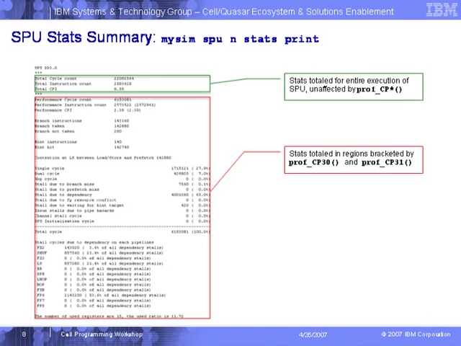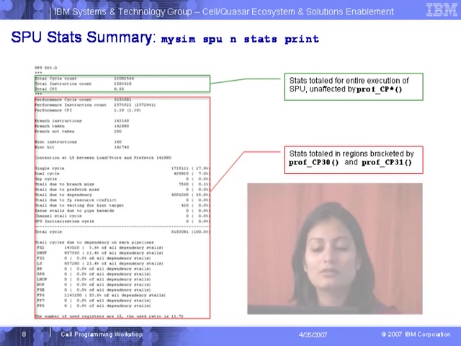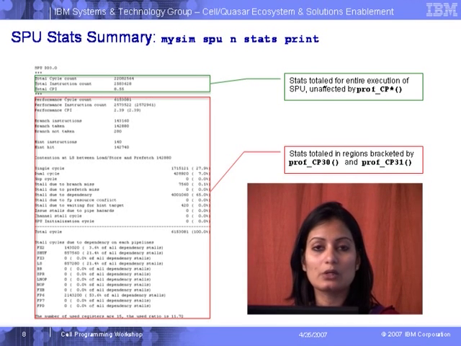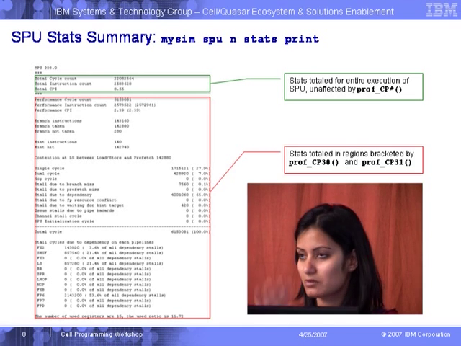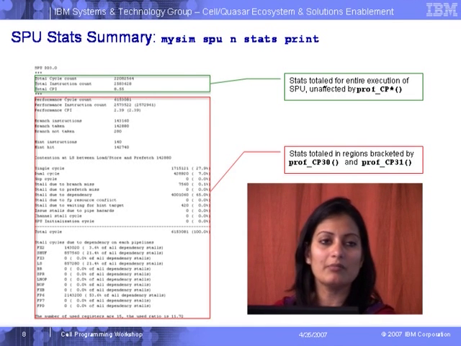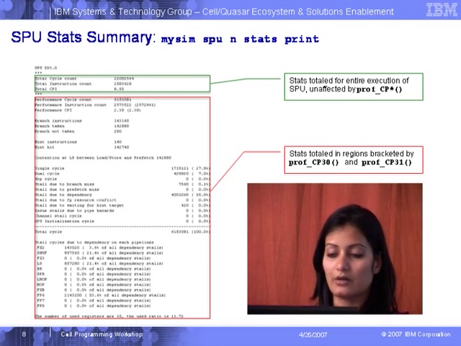Okay, so this is the full summary of the output, right? Now let's go deeper. The first section gives the total number of cycles and the complete instructions executed by a program, and then the cycle count per instruction. Usually it should be somewhere less than one. It's really good if it's less than one.